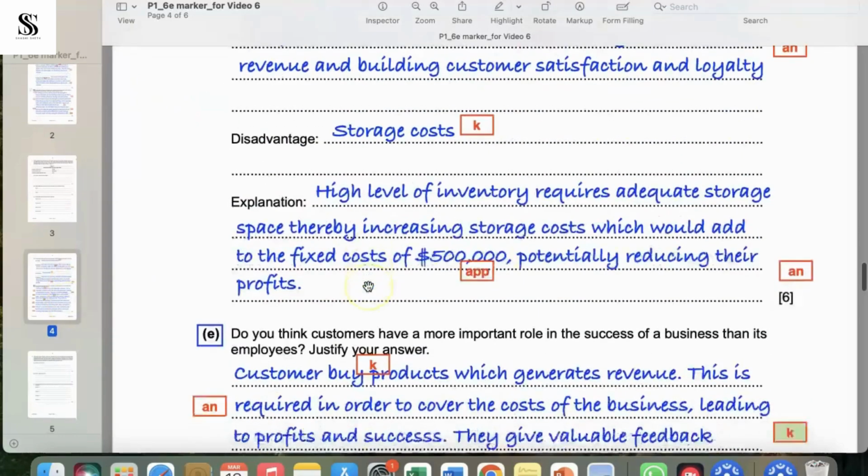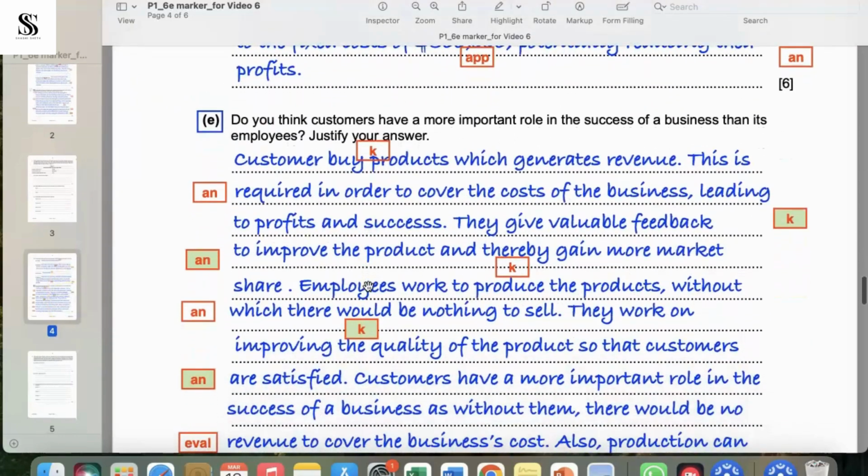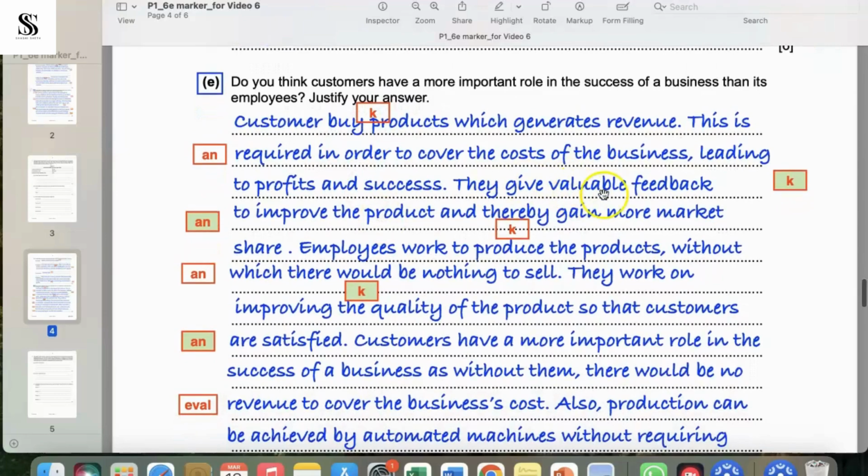Quickly going to the next example. Here, do you think customers have a more important role in the success of a business than its employees? The first half covers what a customer is about. The customer buys products, which generates revenue. This is required in order to cover the cost of the business, leading to the profits and success. So 1 point for knowledge and 1 point for analysis given here. And the second one, they give valuable feedback to improve the product and thereby gain more market share.